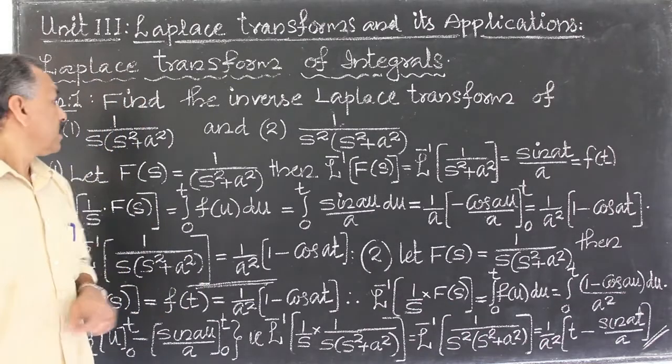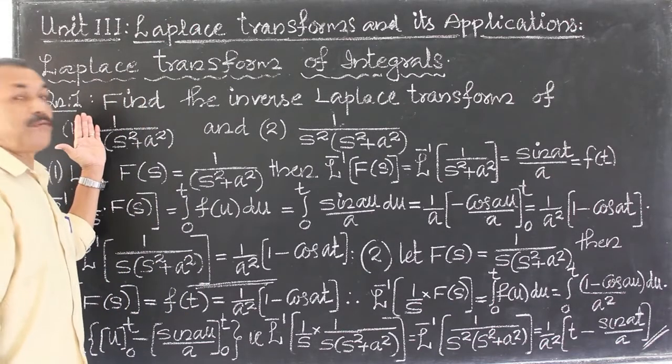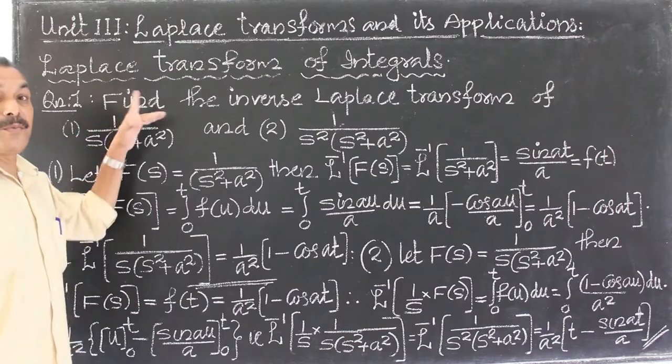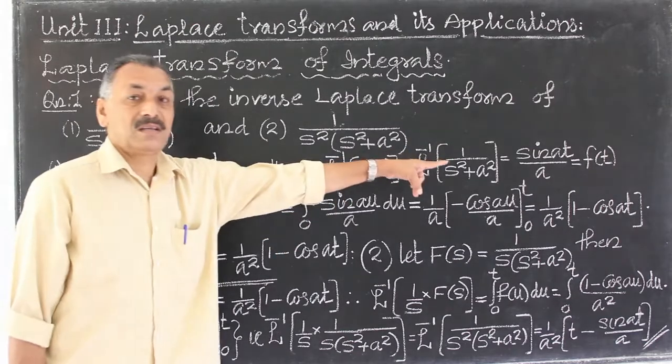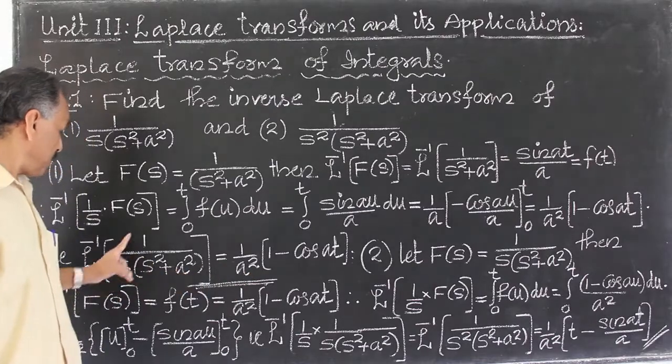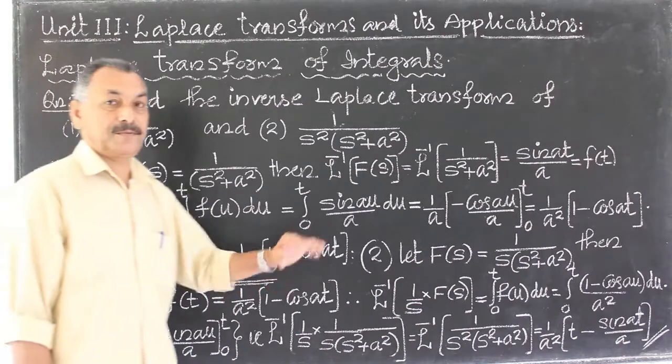Okay? This is F of s. For the problem 1 by s into F of s, the inverse of F of s is f of t, and then 1 by s into F of s gives this result.